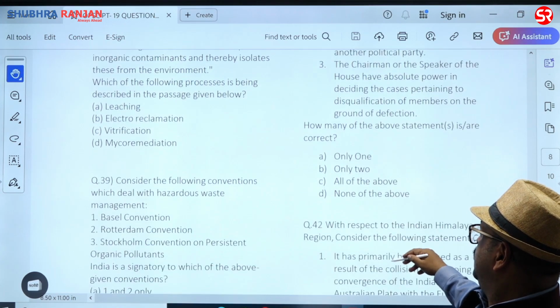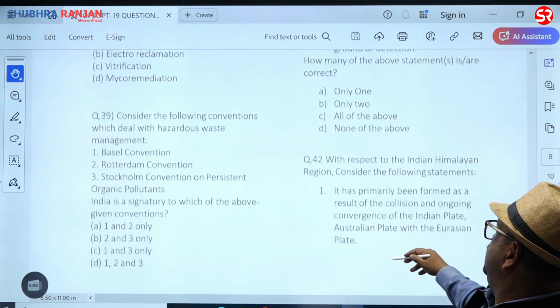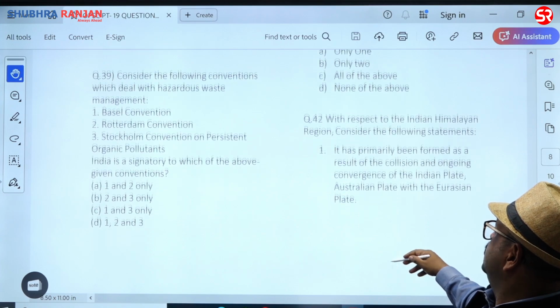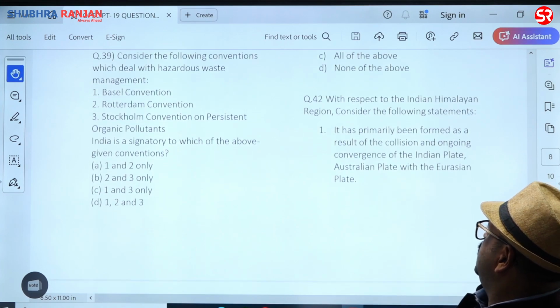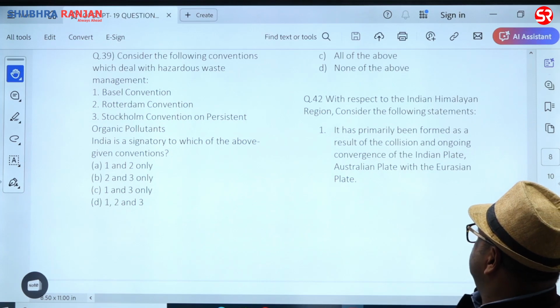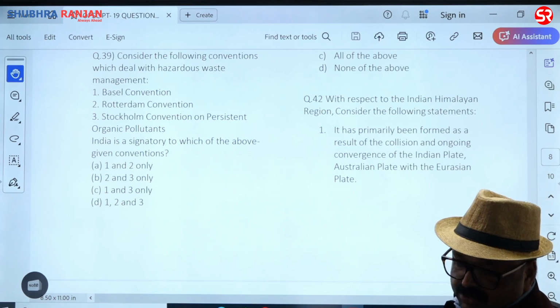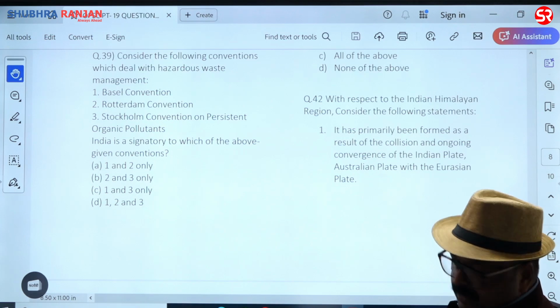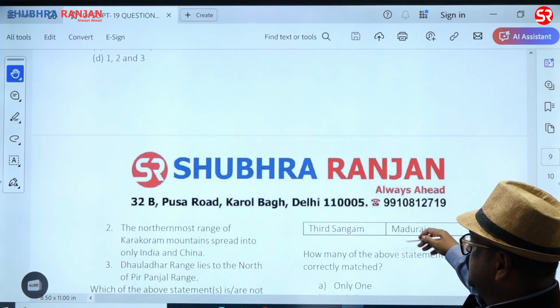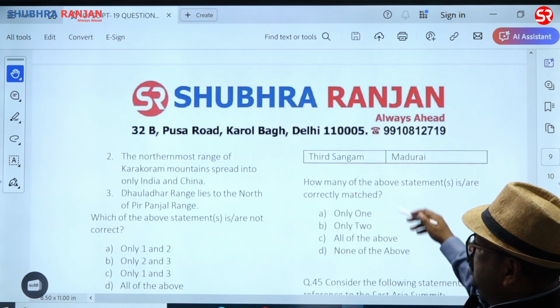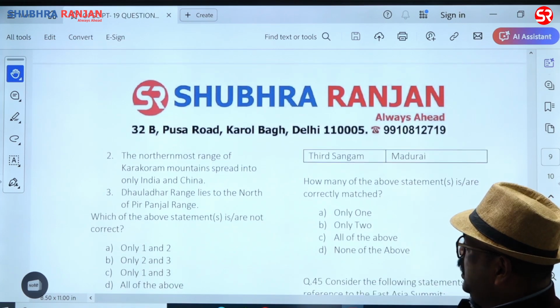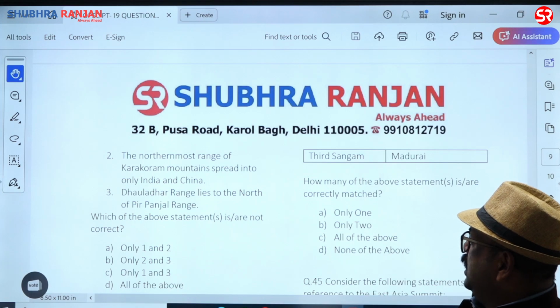With respect to the Indian Himalayan region, consider the following statements. It has primarily been formed as a result of the collision and ongoing convergence of the Indian plate and Australian plate with the Eurasian plate. Okay. Statement 1 is correct. The northernmost range, the Karakoram mountains, spreads into only India and China.